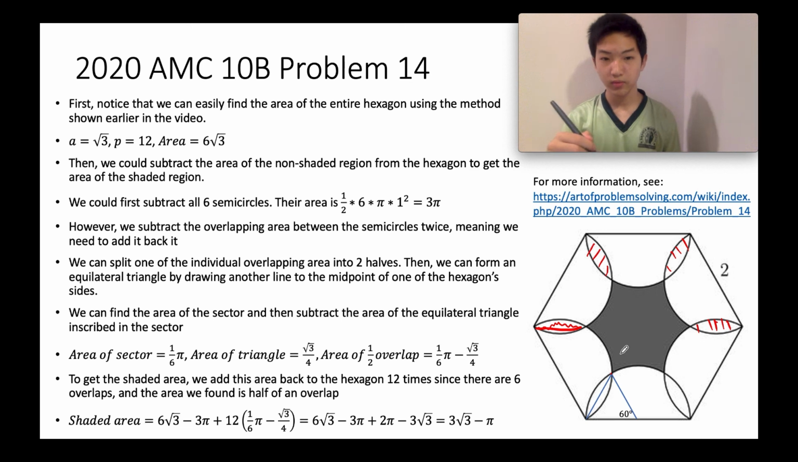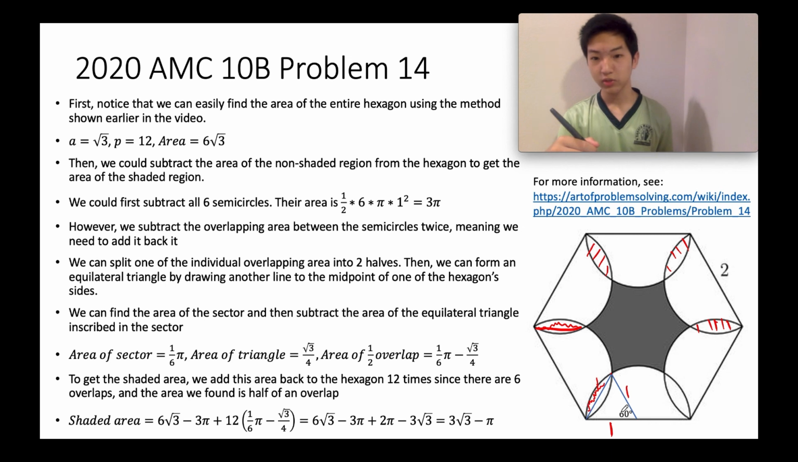Well, after that, we know that this is 1 right here. So this is an equilateral triangle, so all these sides are 1. Well, how would you find the area of this half right here? Well, to find it, we could first find the area of this entire sector over here, and then we could find the shaded area right here after we subtract the area of this triangle from the sector.